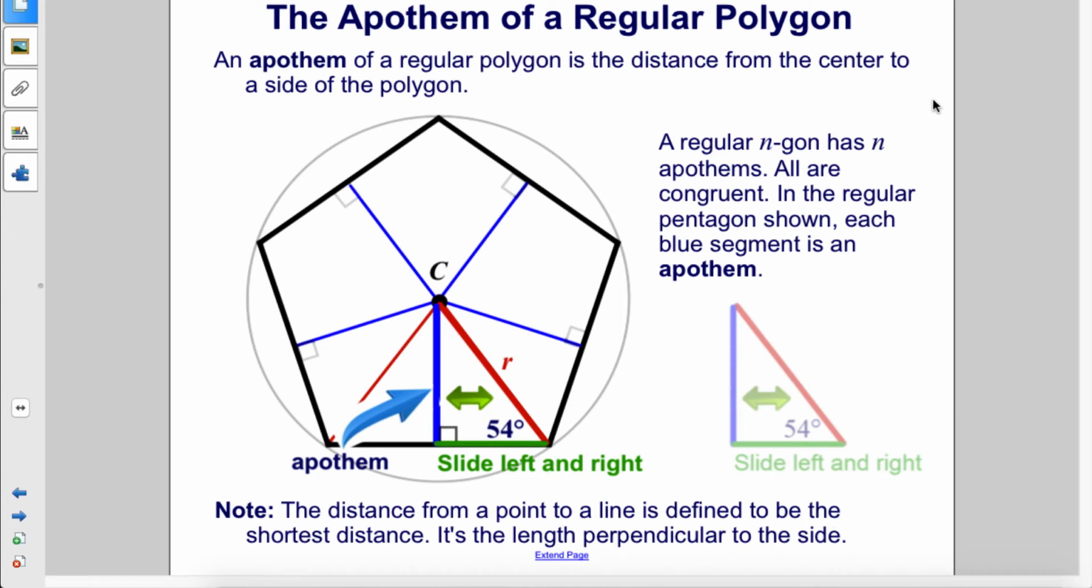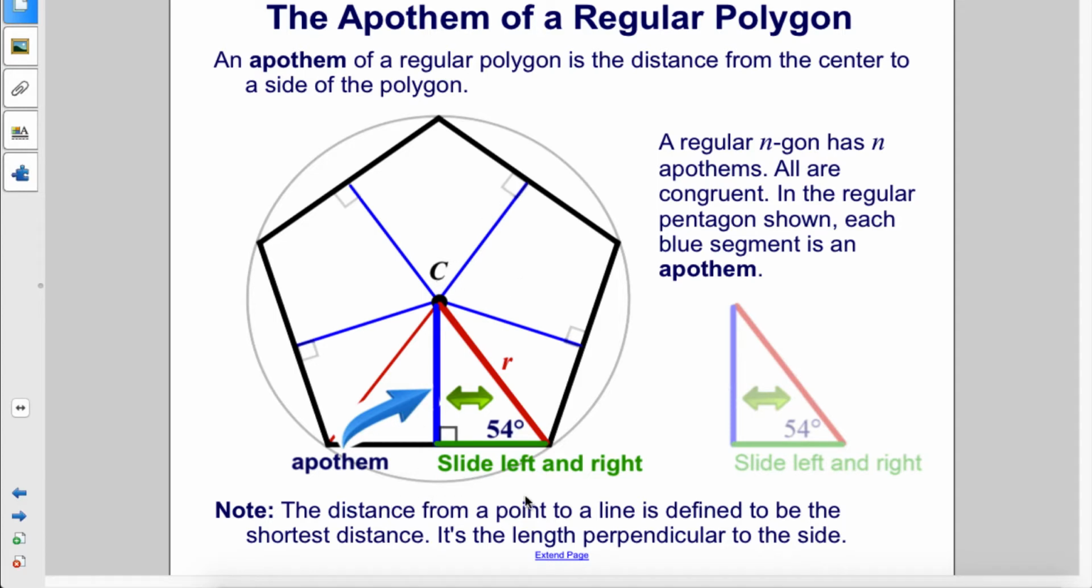An apothem of a regular polygon is the distance from the center to the side of the polygon. A regular n-gon has n apothems. All are congruent. In the regular pentagon shown, each blue segment is an apothem.